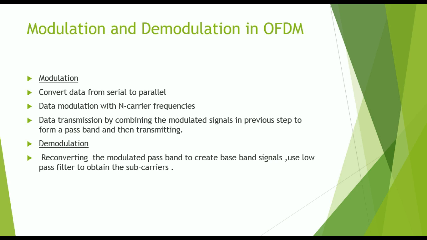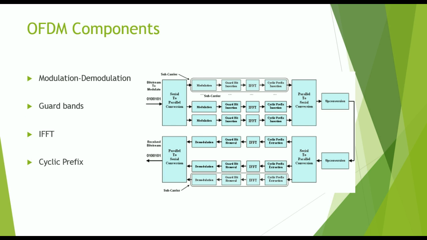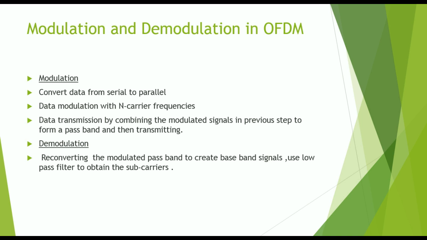In the modulation system, as we can see here in the block diagram, the input data is first converted to n parallel data with the help of serial to parallel converters. The parallel data is then modulated with the help of n carrier frequencies. These subcarrier frequencies are orthogonal to each other, and during demodulation, the modulated passband that has been created during modulation is reconverted to baseband signals using a low pass filter to obtain subcarriers.